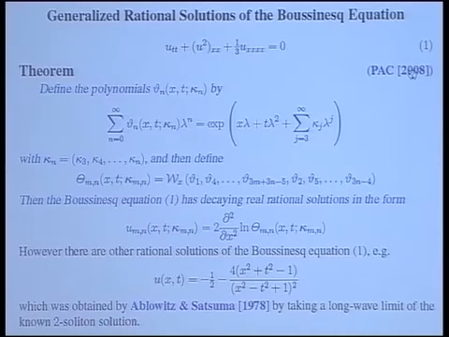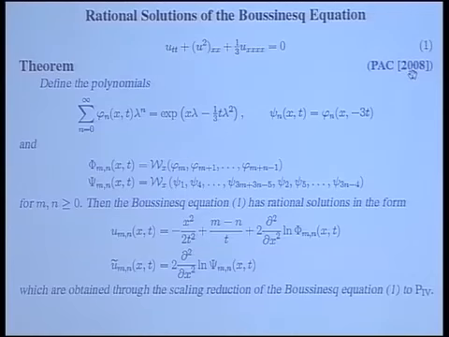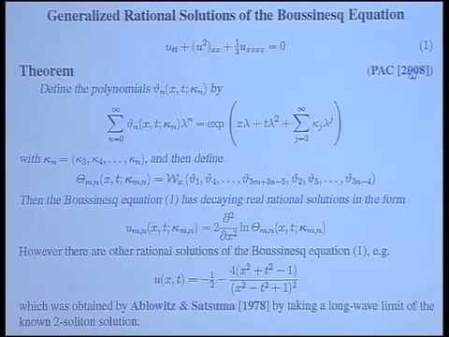If you do the analogous thing to the generalized Hermite polynomial type solution, you find that all the parameters here, all the kappas, have to be put equal to 0. So you get these exceptional solutions, but only in this case. However, there are even more rational solutions of the Boussinesq equation. Here's one given by Ablowitz and Satsuma in 1978, and they obtained it by taking the long wave limit of the two soliton solution. So there are more as well.